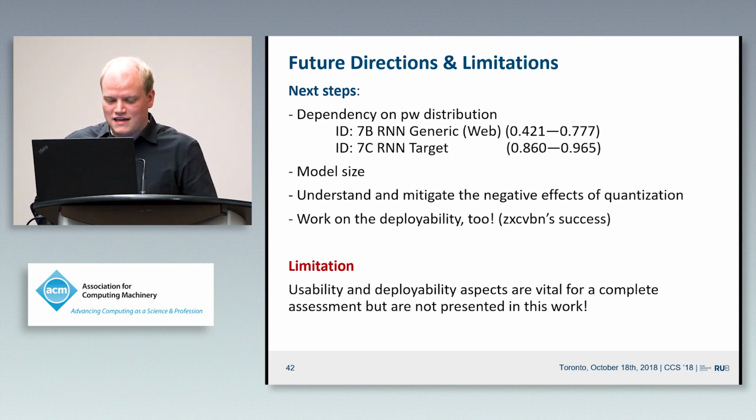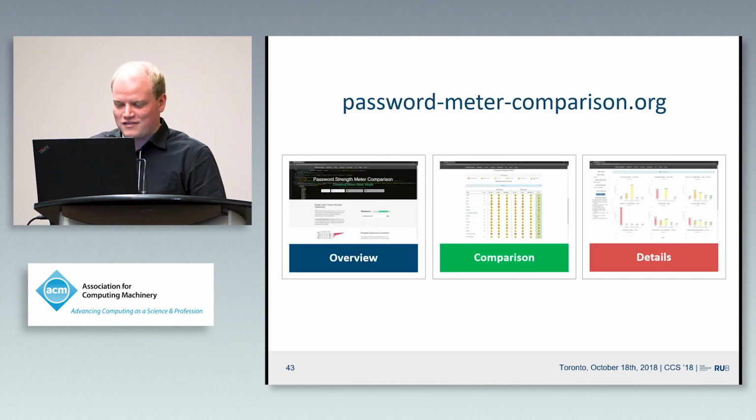Furthermore, you should have this limitation in mind. We only had a look at the accuracy of password strength meters, but usability and deployability aspects are also vital for a complete assessment, and they are not presented in this work. So you might wonder, where are all of our results? You can explore them. We created a website called passwordmetercomparison.org, and there we have over 500 different measurements. We want to maintain this, so we set up crawlers that benchmark the meters over time. We hope that in a few years we can report how these strength meters developed over time. And with that, I'm done. Thank you.